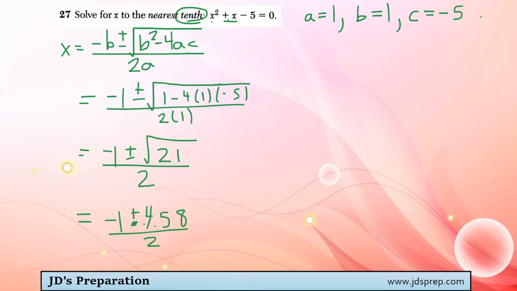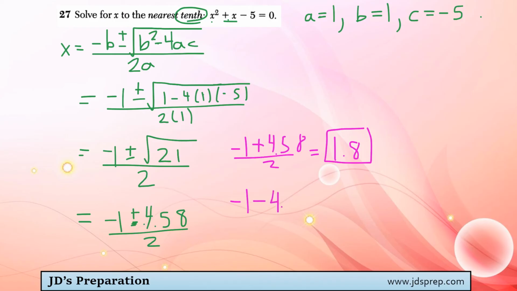Now, at this point, we are going to get 2 answers, right? We're going to take negative 1 and add 4.58 and then divide by 2. And by doing that, we get a rounded answer of 1.8. Again, we're rounding to the nearest tenth. And then to find the second solution, instead we're going to take negative 1 and subtract 4.58 and then divide by 2. And that gets us an answer of negative 2.8.